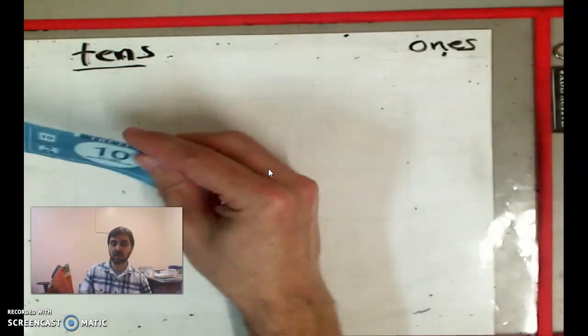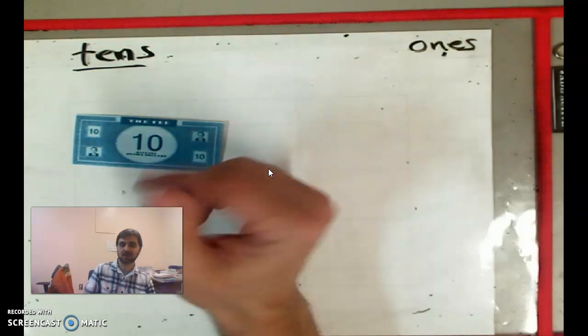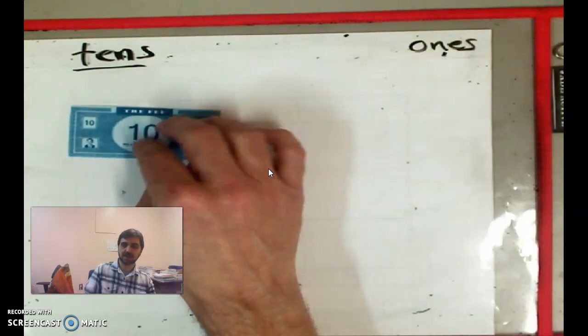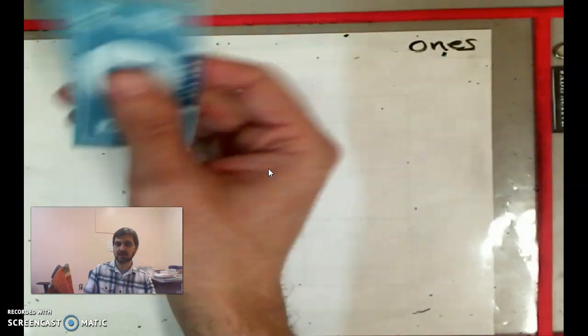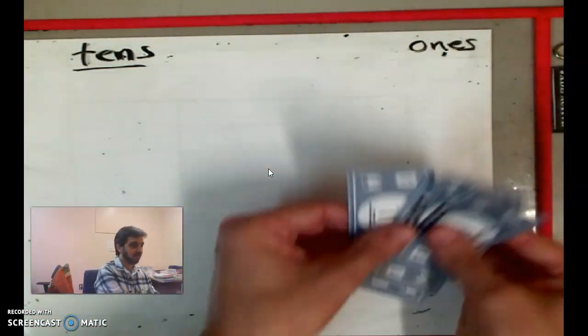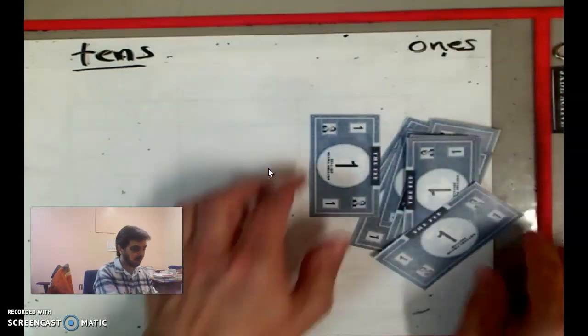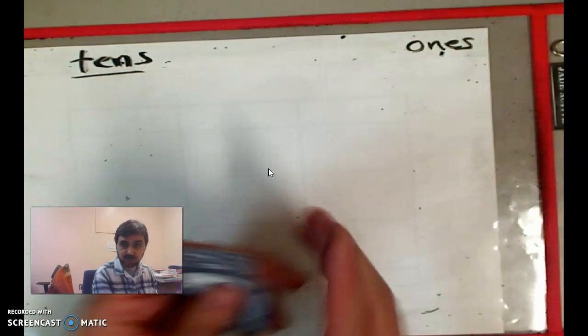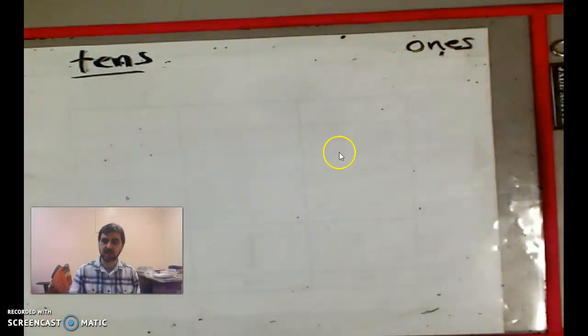Or if I needed $1 bills, let's say I owed somebody $2, I'd say, can I exchange this for ten $1 bills? So I give it to them, and they would give me 10 of these, right? $1 bills, 10 of them. Okay? So that's pretty cool, right? To show place value again.